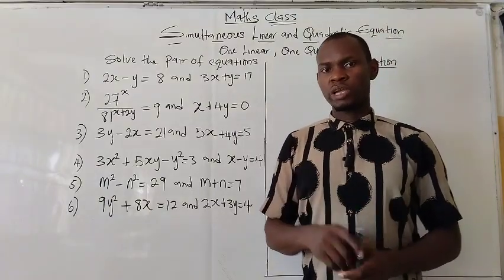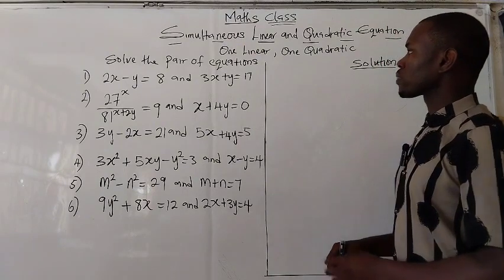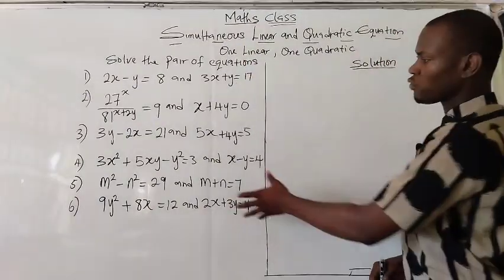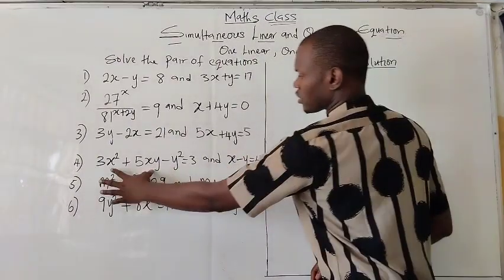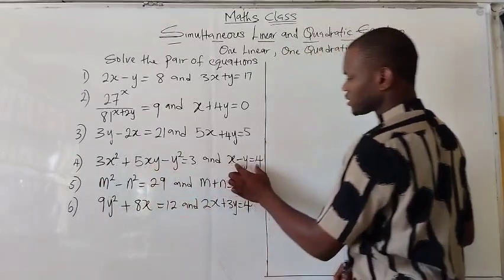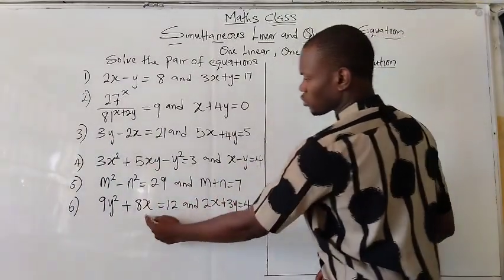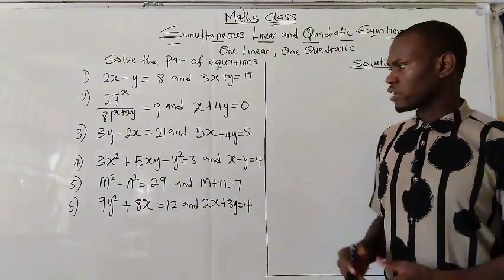In our lesson today, we are looking at simultaneous linear equation and quadratic equation. Situations where we have one linear, one quadratic. If you observe question number 4, 5, 6, you discover that we have a quadratic equation and a linear equation. Here another linear, here another linear, quadratic and quadratic. So in this tutorial, I want to teach you how to simplify such cases.